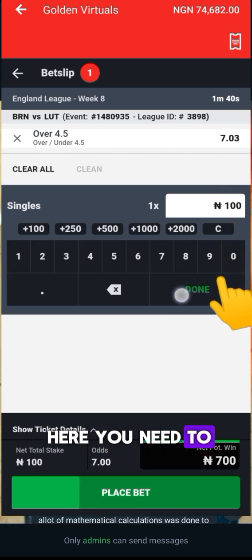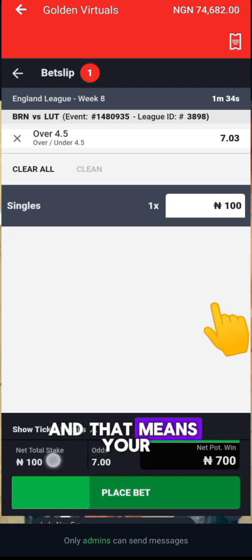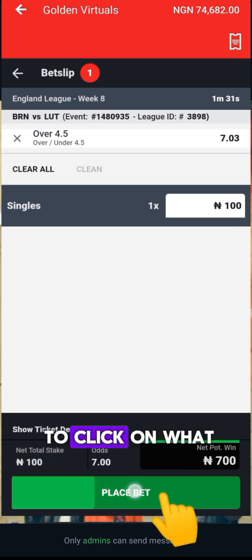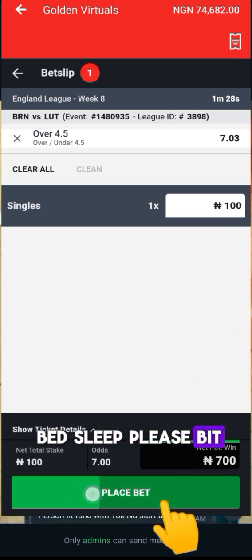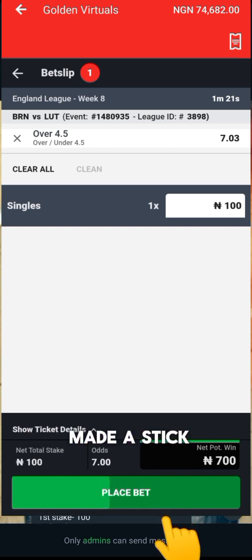So the moment you indicate this amount over here, 100, you need to click done. This is done over here. You need to click on it. It's very important to click on done. When you click done, the money reflects over here, and that means your money has been placed here. The next step is to click on what? Bet slip, place bet. You click on this over here at the bottom, place bet. Once you do that, you have made a stake.